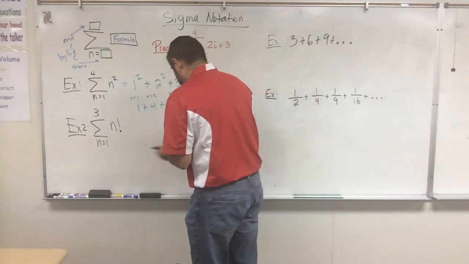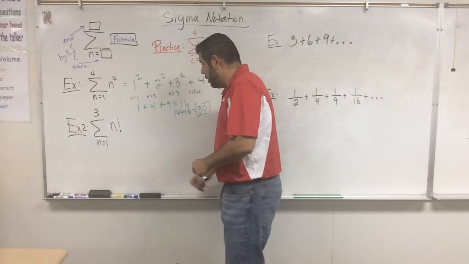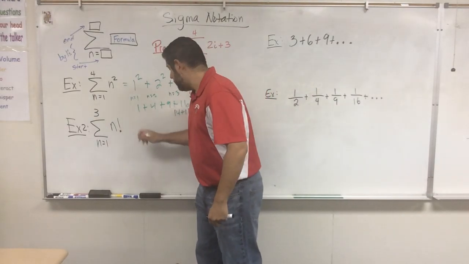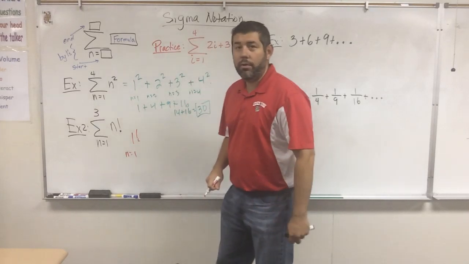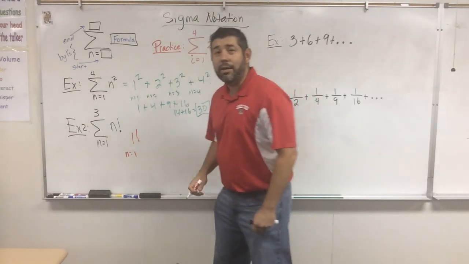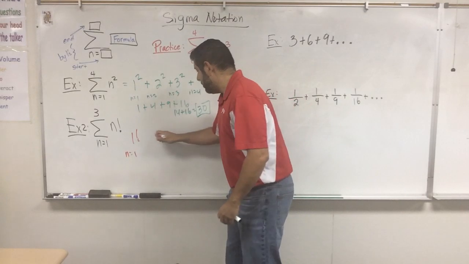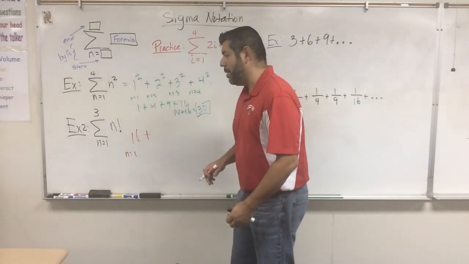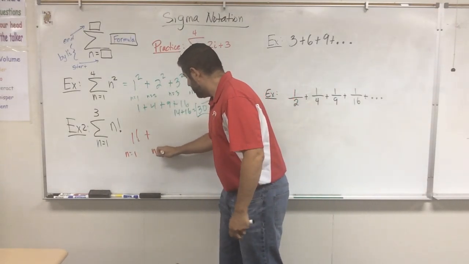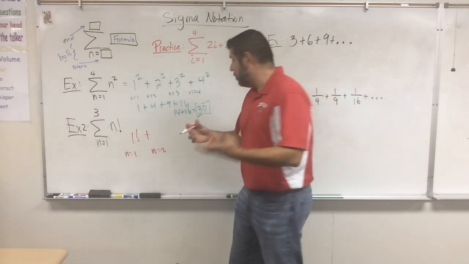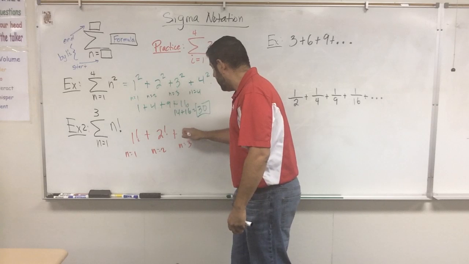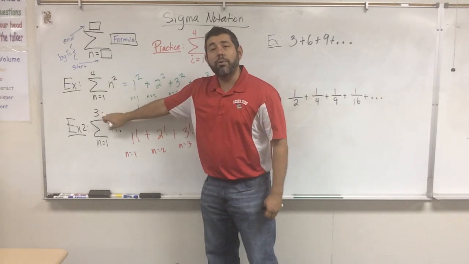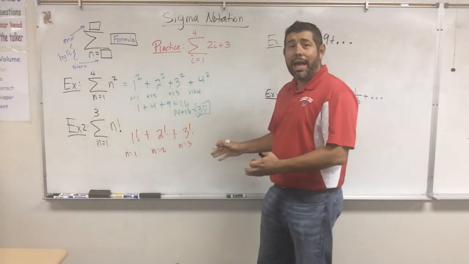So we're going to plug this in. We're going to plug in 1 here. So n equals 1, 1 factorial. Or as I like to say, 1! Okay. Maybe not so scary, though. N equals 2. Okay, plug it in. 2 factorial. Plus n equals 3. We're going to stop here, right? Because it says just go to 3. So let's add all these up together.